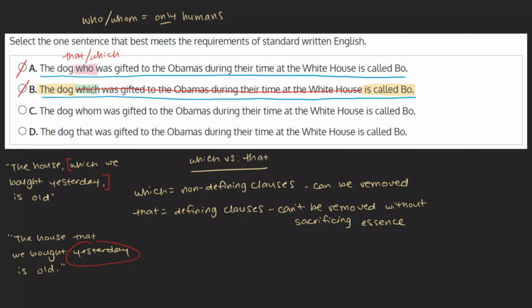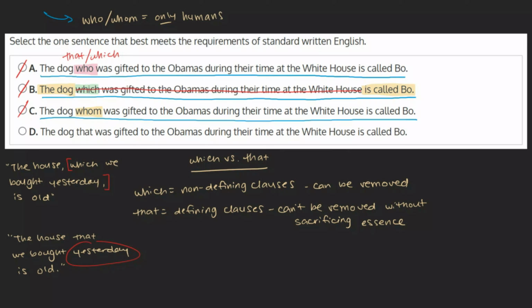C. The dog whom was gifted to the Obamas during their time at the White House is called Bo. Without getting into whether who or whom would be correct in this context, we can eliminate this choice as, again, we don't use who or whom when referring to animals. These terms are reserved only for humans. This choice can be marked off.